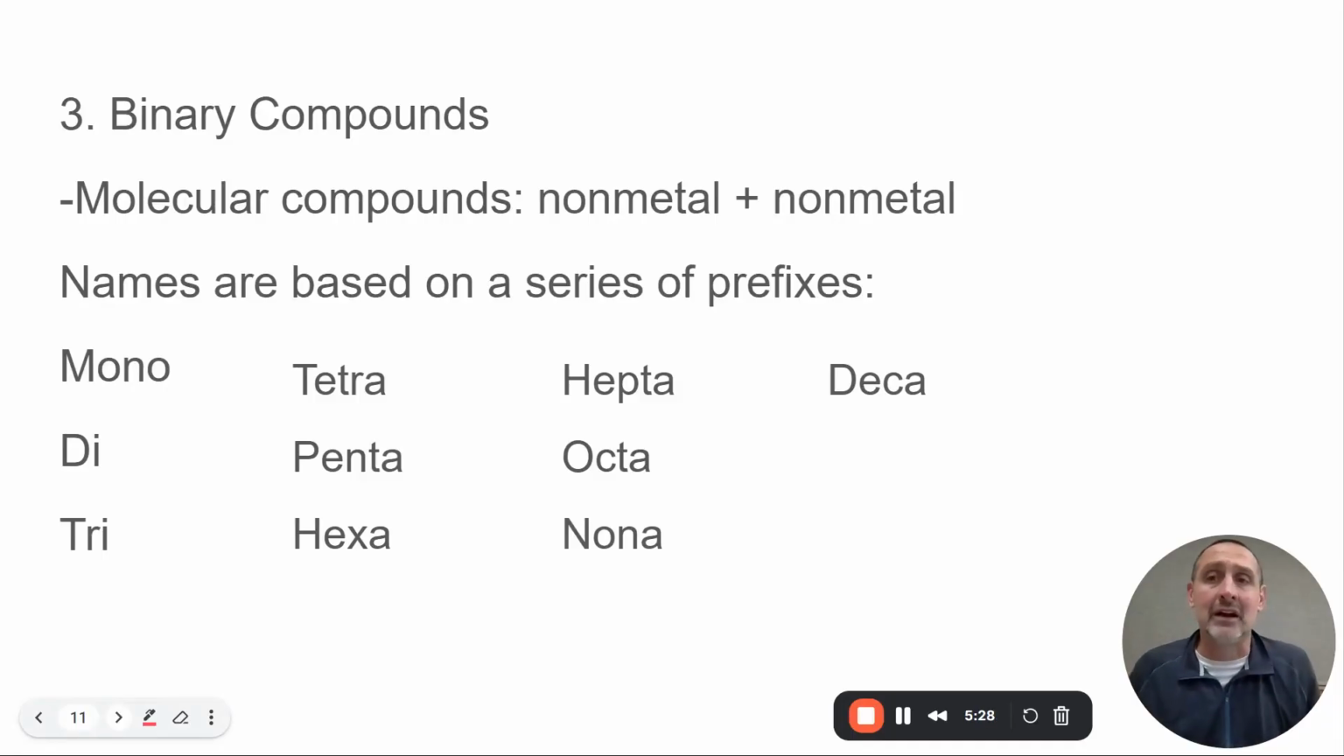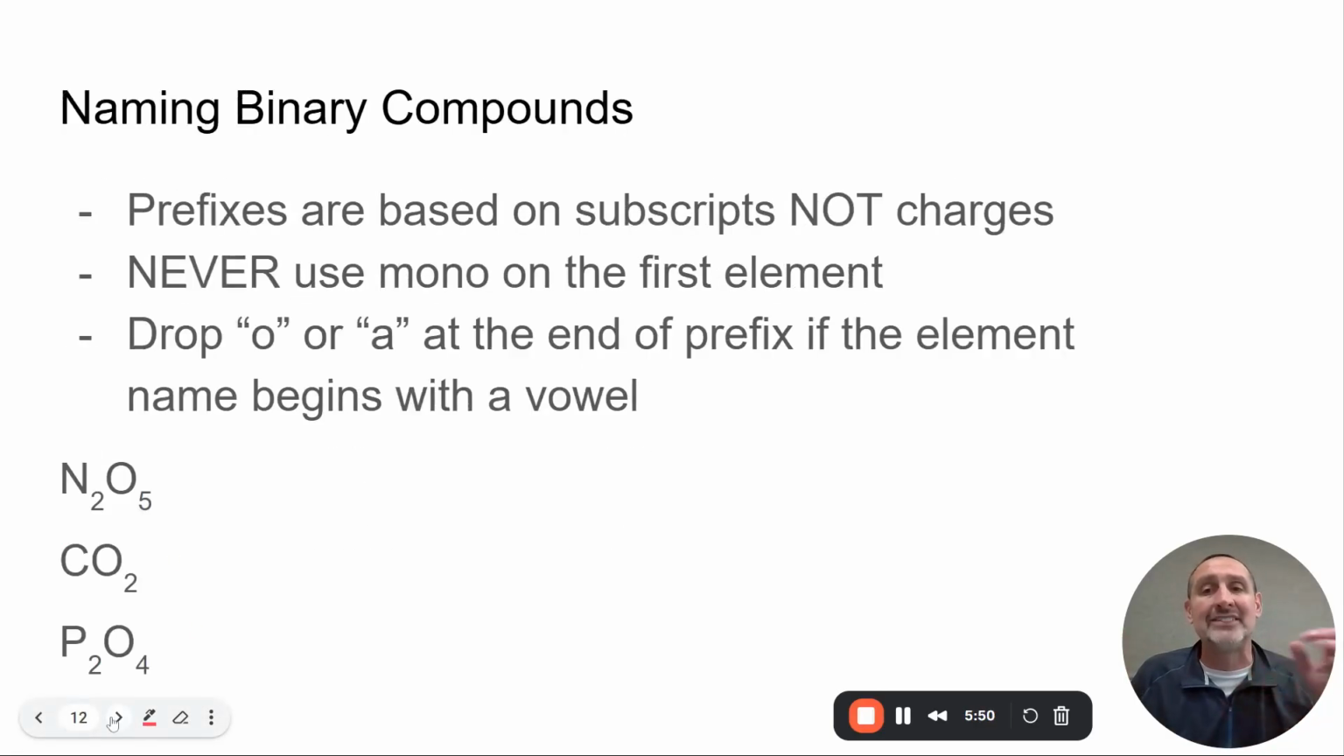All right, how about binary compounds? These are molecular compounds, but it's nonmetals and nonmetals. In this case, we're going to name them based on the Greek prefixes. So mono means 1, di means 2, tri means 3, tetra 4, and so on. If you can remember those prefixes, that will help you figure out how to name some of these compounds.